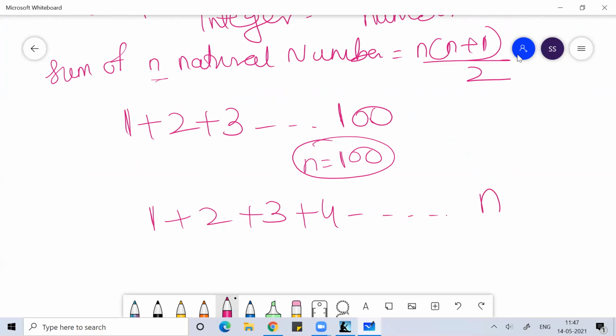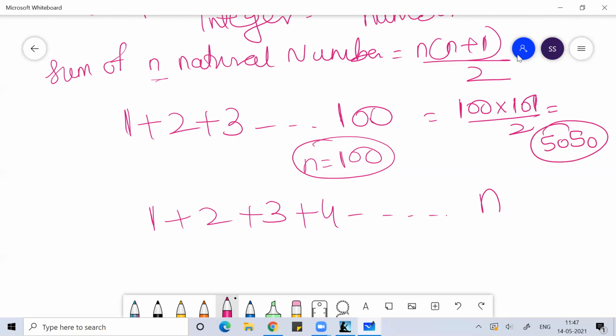If I ask you, what is the sum from 1 to 100? Either manually you do the sum from 1 to 100 or apply this formula directly. So n here is 100. The answer is 100 into 101 by 2. If you solve this, you'll get 5050. You don't have to waste your time adding. Either you add 1 plus 2 plus 3 plus 4 like that till 100, or you use the sum of n natural numbers formula.